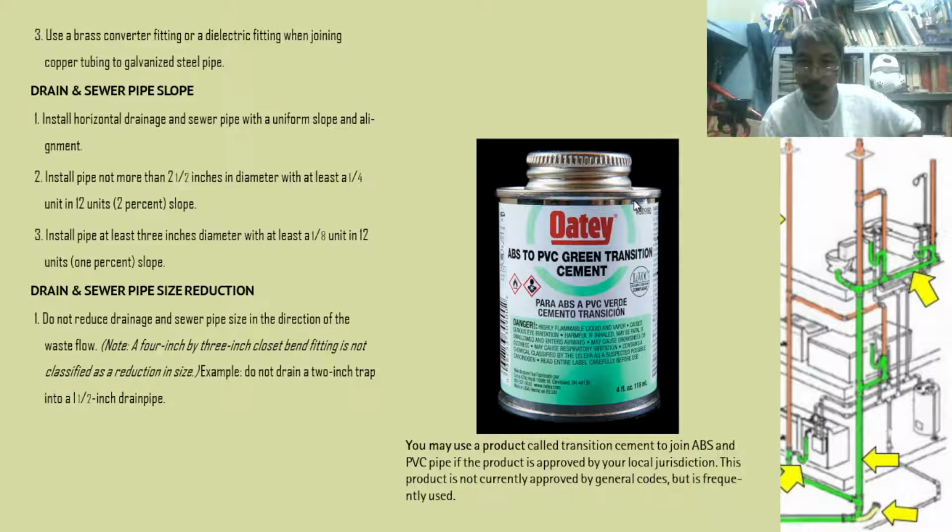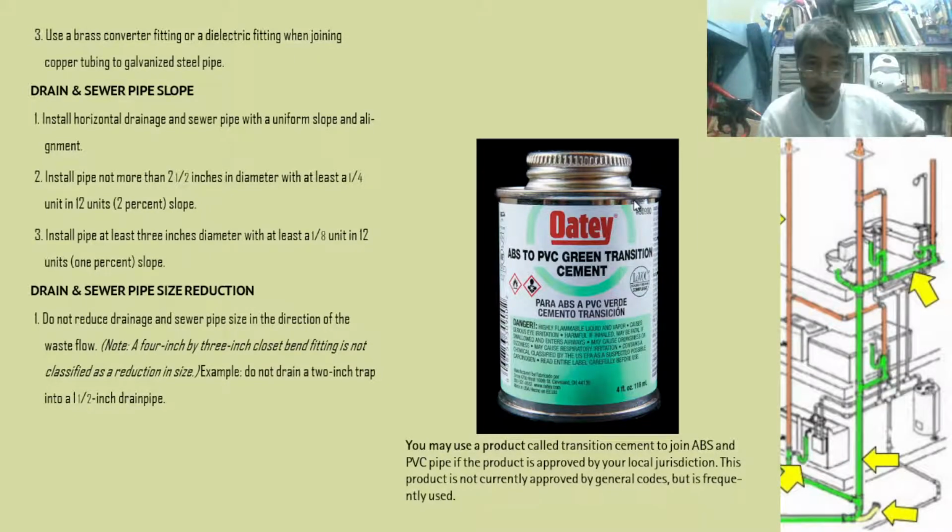First time for me to encounter green cement. I don't know what to expect. Okay? So PVC green cement, because this is for joining PVC, so it will be most likely what? A paste, no? Number 3, use brass converter fitting for the electric fitting. Okay. Next, how about drain and sewer pipe slope?